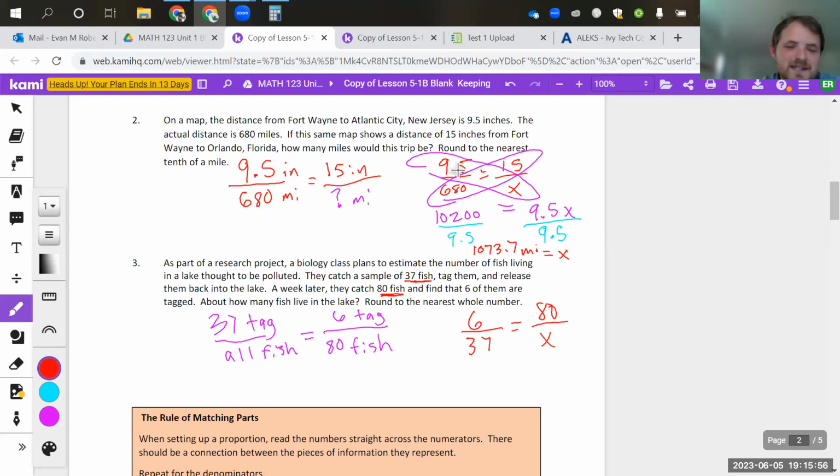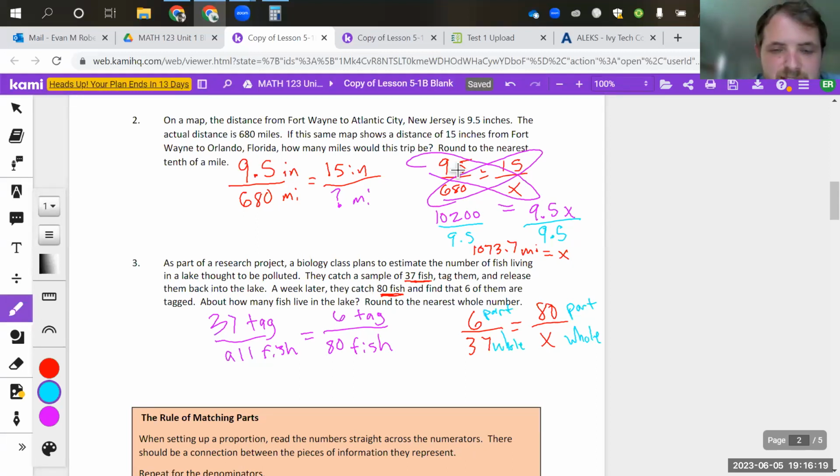This part is hard because of the consistency here. The reason the 6 is on top is because it's a part over that whole. So again, the whole tag, there's only 37 tagged out of the whole lake. And then the 80 was part of the lake out of the whole lake. And so a lot of times people like that part over whole concept.